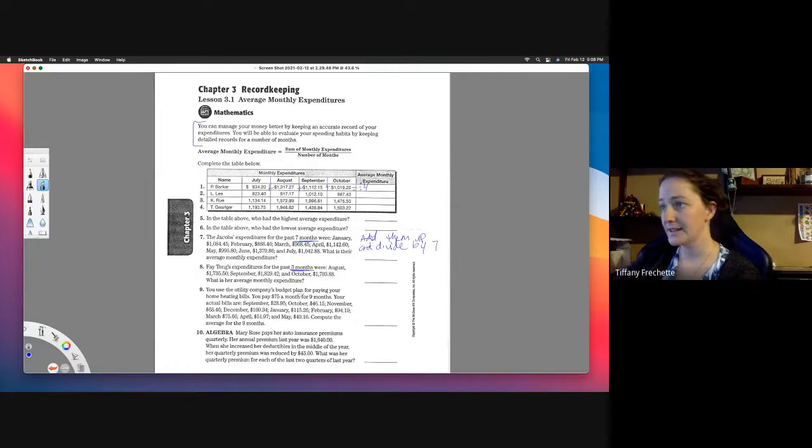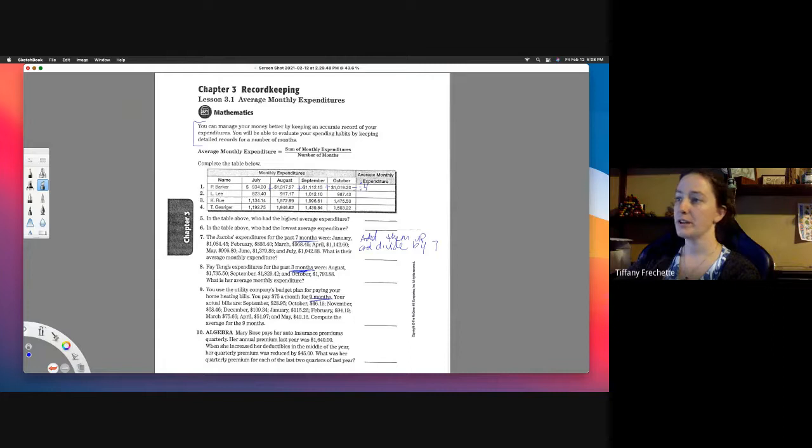So nothing super crazy going on there. And then this next one, so it tells us 9 months. So we have 9 months. We know we're going to add everything up and divide by 9 months. Make sure that you understand extra information.